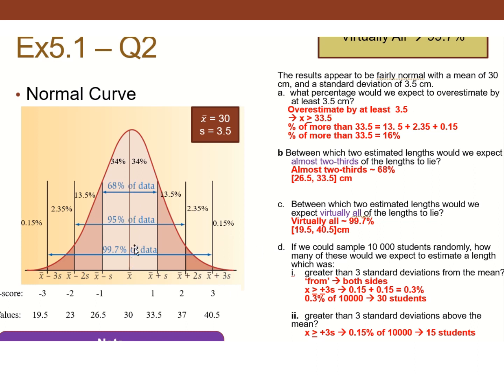Your 68, 95 and 99.7. If I were you, I'd write down these values. It'd be easier for you to answer the question. Your Z-score and your values.